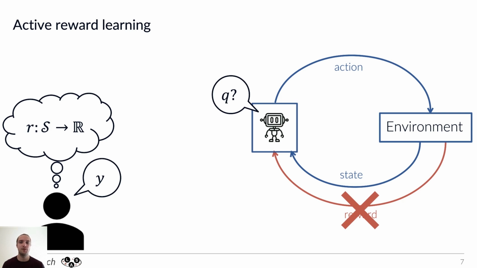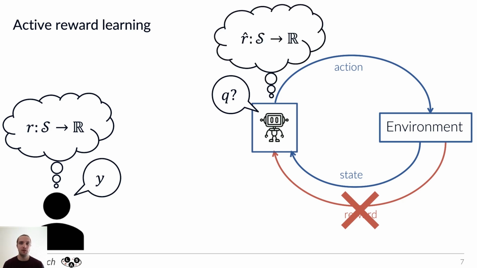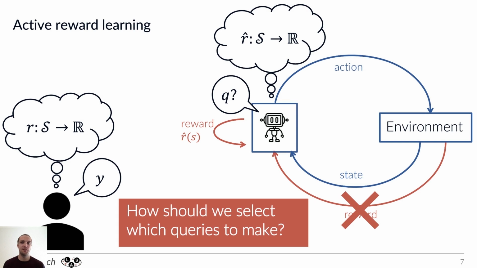Now, throughout the interaction with the user, the agent can learn a model of the reward function denoted with R hat, and then it can use this model as a replacement for the environment's reward signal to run any RL algorithm with. We assume that interacting with the environment is cheap, but asking the human about the reward is expensive. So the key question we're asking is, how should the agent select which queries to make?